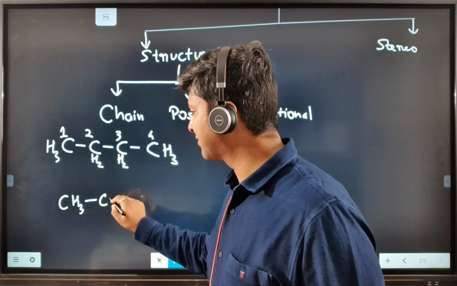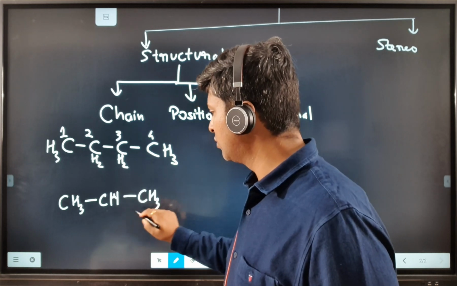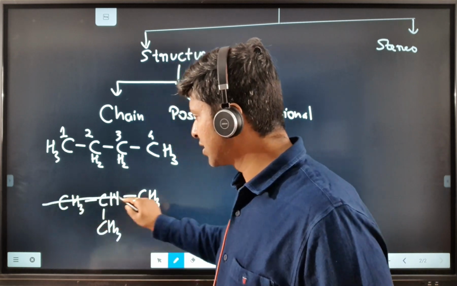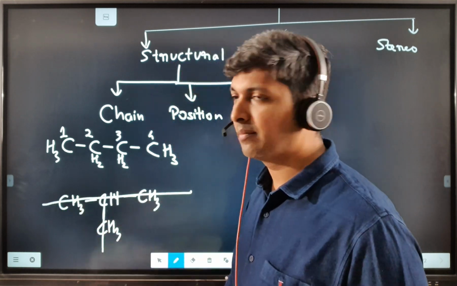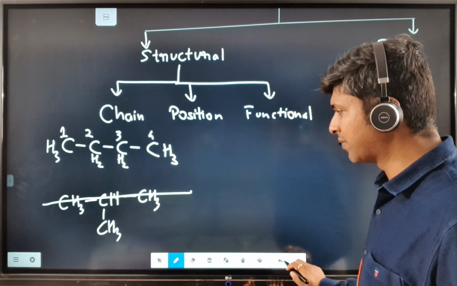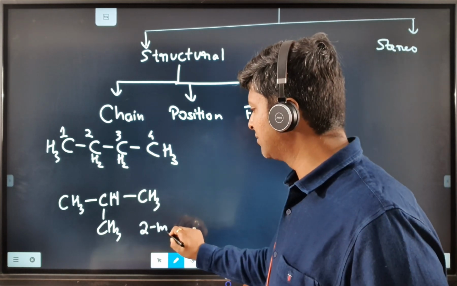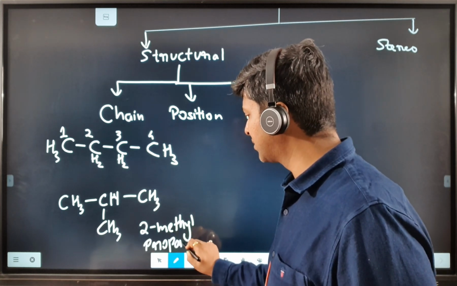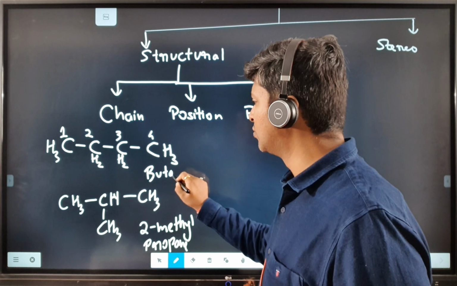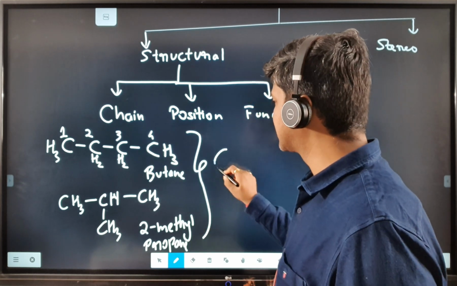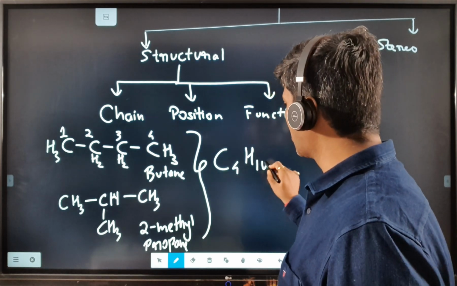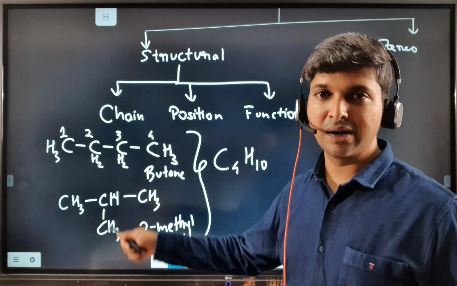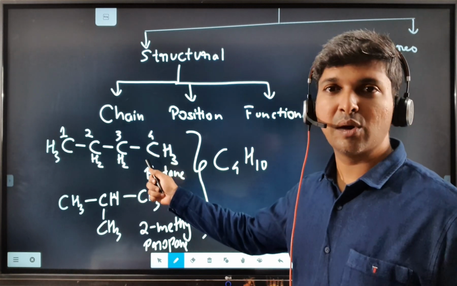If you put the branch on the second carbon, this is going to be the longest continuous chain, and on the second carbon we are having a branch, so this becomes 2 methyl propane. Now it is a different compound. 2 methyl propane is a different compound but with the same molecular formula as butane. Both of them will be having C4H10, but this is butane, this is 2 methyl propane. These two are different compounds, but with the same molecular formula.